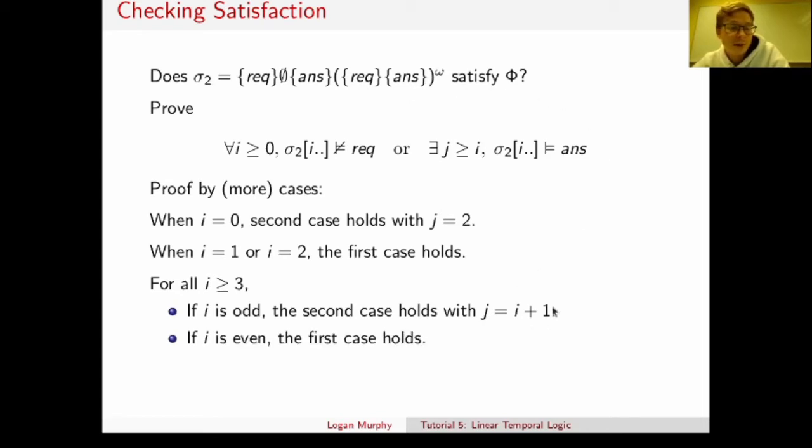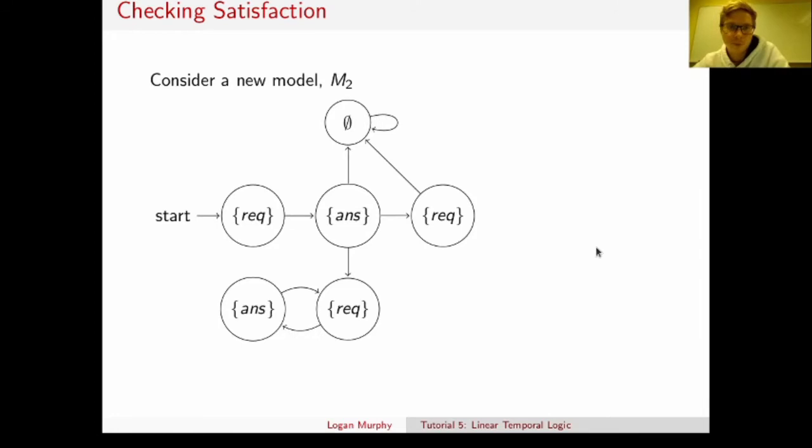On the other case, if I is even, the first case holds, right? Because if I is 4 or 6 or 8, it's going to be showing me the AND set, and it won't be satisfying rec, right? So we've got the cases for I is less than 3, and then for all I greater than or equal to 3. So we've shown it for every I, and so the proof is done.